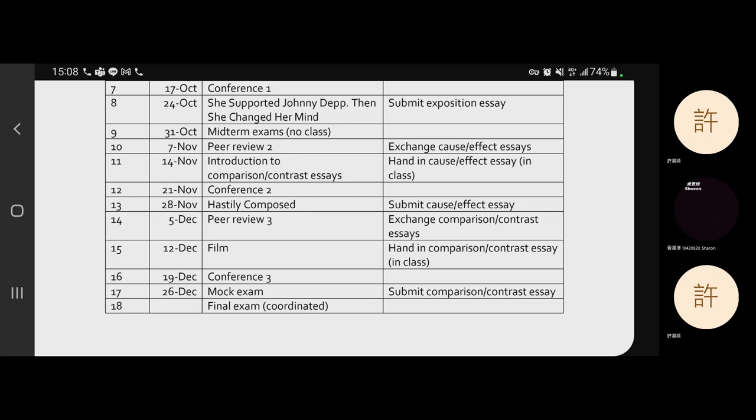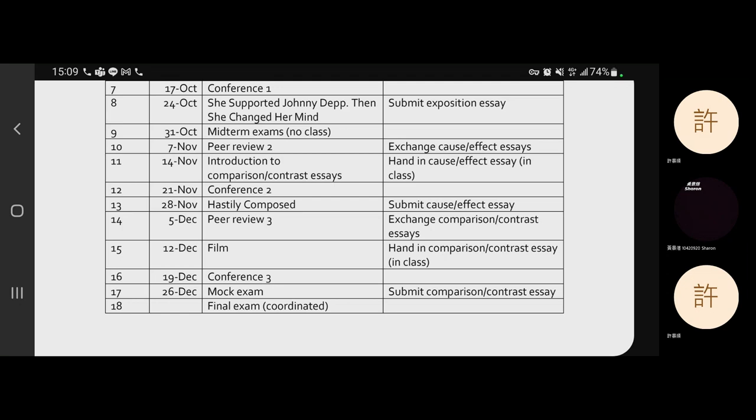Now, I won't have time to mark all of your mock exams, so it will be a kind of self-reflection. High pressure, write the exam, and then afterwards, I will remind you of the things that you should pay attention to, and you can see for yourself if you have made those mistakes, and you can remind yourself not to make those mistakes on the actual exam, week 18.